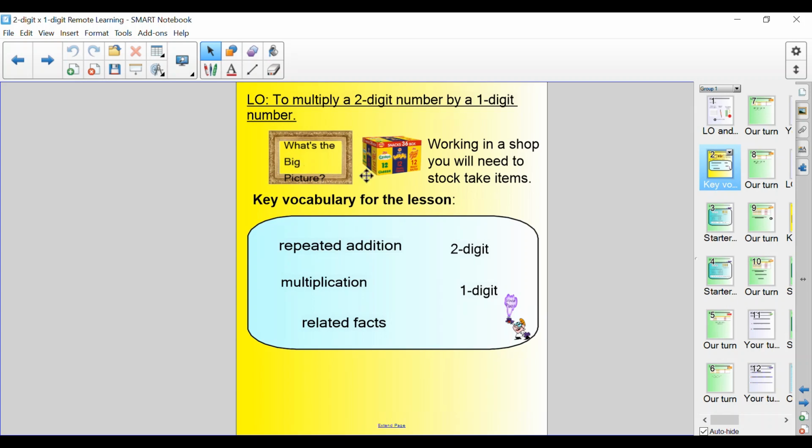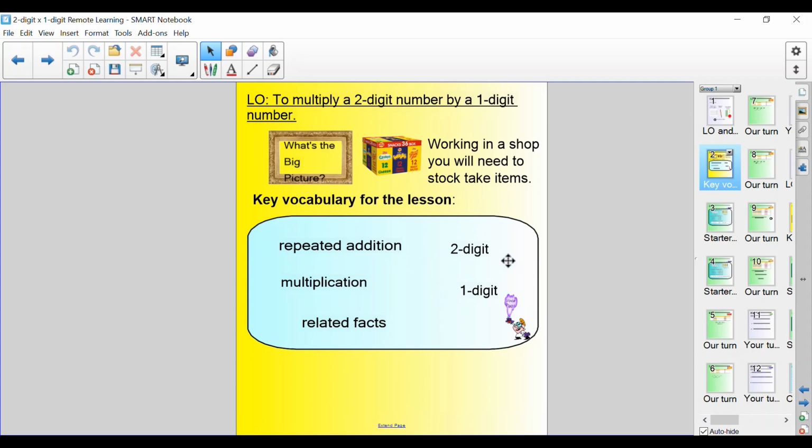Now, what's the big picture? Why are we learning about multiplying a 2-digit number by a 1-digit number? Now, this has got lots of uses. One example might be if you're working in a shop, you will need to stock take items. So, for example, here you can see there's 36 packets of crisps in a box. How many would you have in 6 boxes? For example, you might need to know that when working in a shop or in different jobs as you are an adult.